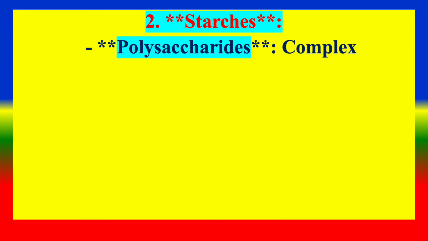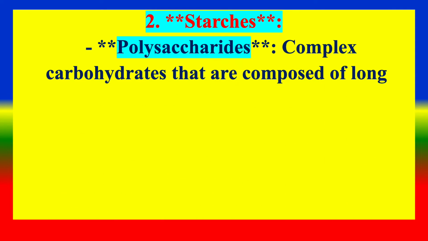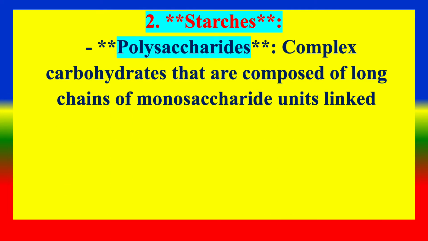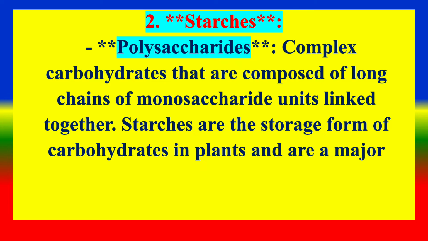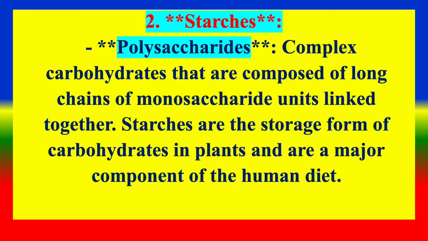Second, starch. Polysaccharides, complex carbohydrates that are composed of long chains of monosaccharide units linked together. Starches are the storage form of carbohydrates in plants and are major components of the human diet.